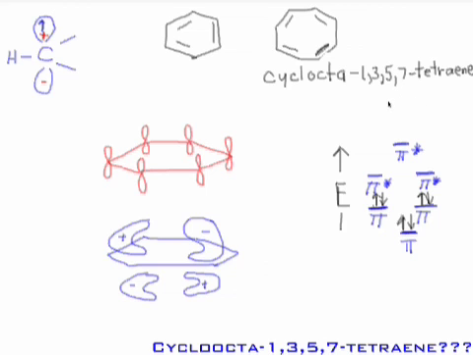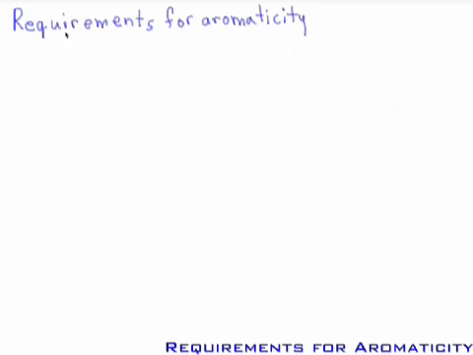Well, in order to answer this question, we need to define, if we can, the requirements for aromaticity. Well, the first requirement is that the molecule must be cyclic and planar. You must have a cyclic planar molecule. After all, if you're going to get 2p's overlapping side to side in a ring, you must have a ring and it must be flat so all the 2p's line up.